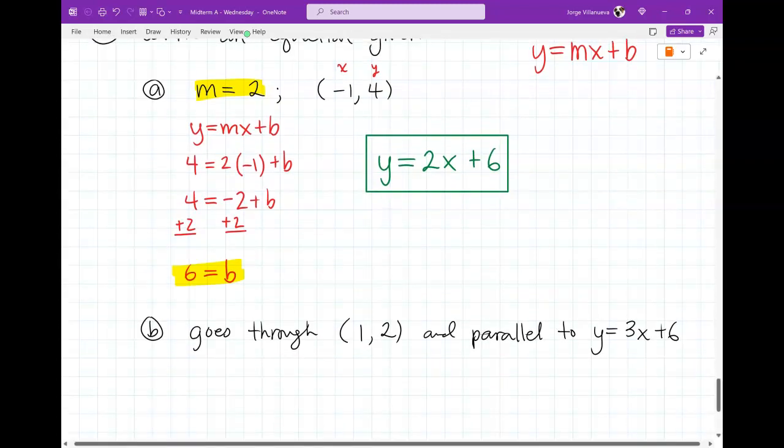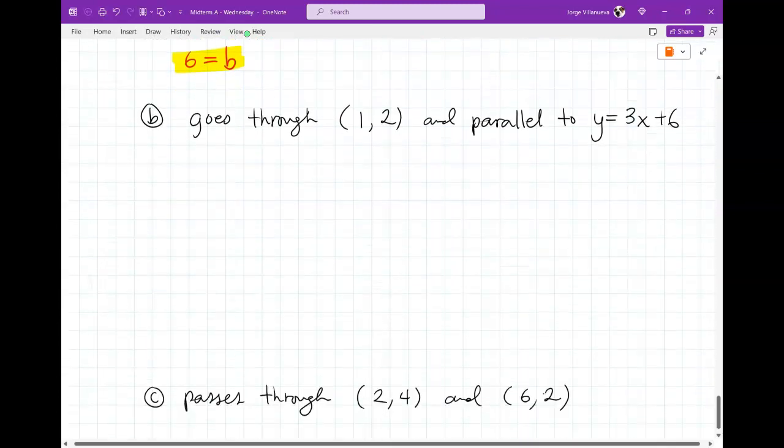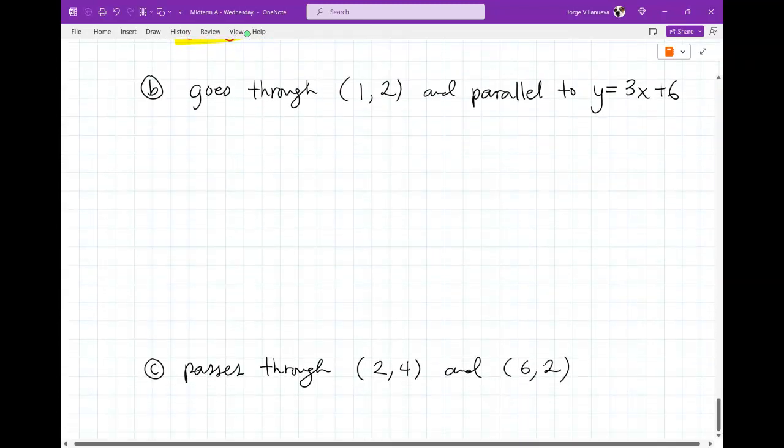All right, the next problem is almost identical in terms of what they're going to give you. It just looks different. So you're going to write an equation that goes through the point (1, 2) and is parallel to y equals 3x plus 6.